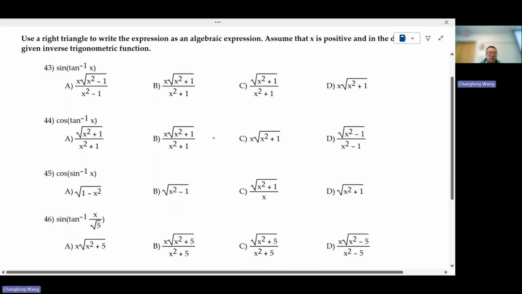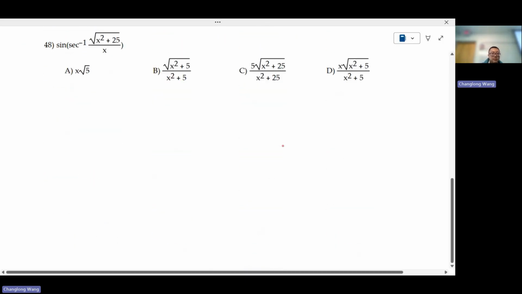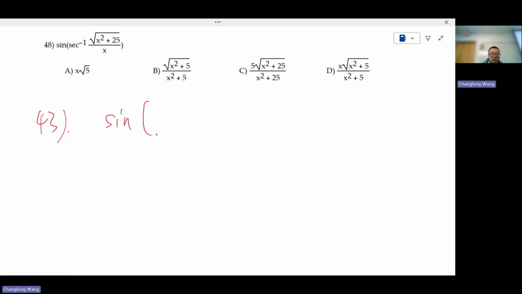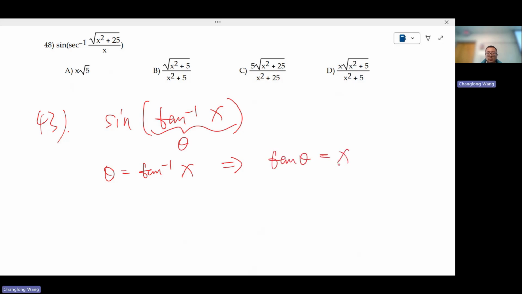So let's try 43. Sine of tangent inverse of x. So I want to figure it out. Remember that it's the same logic, right? I want to see tangent inverse. Let me just call it theta. So therefore, theta is tangent inverse x. Equivalently, tangent theta is just x, right? Or x over 1, if you want. It looks like a ratio.